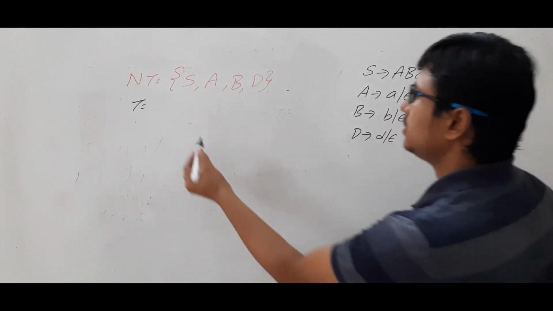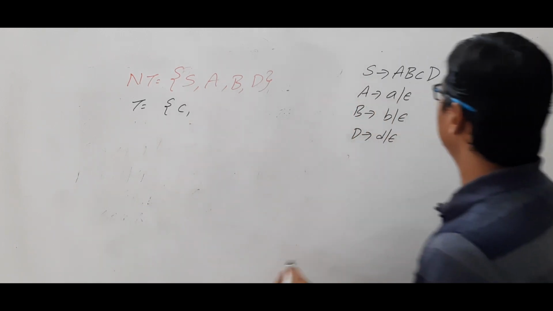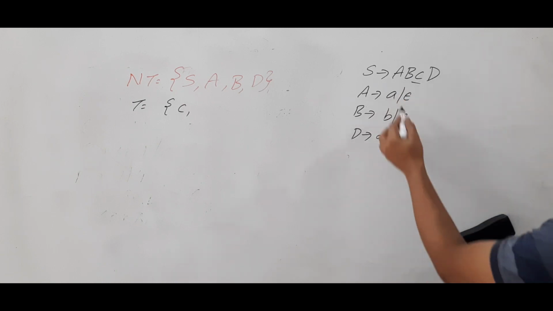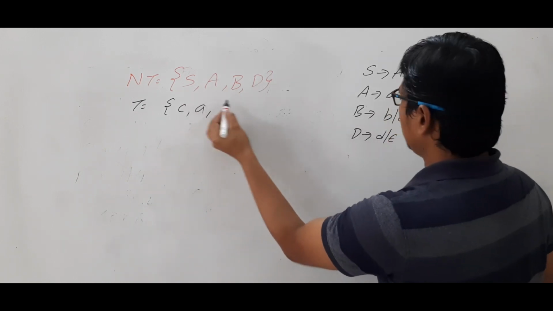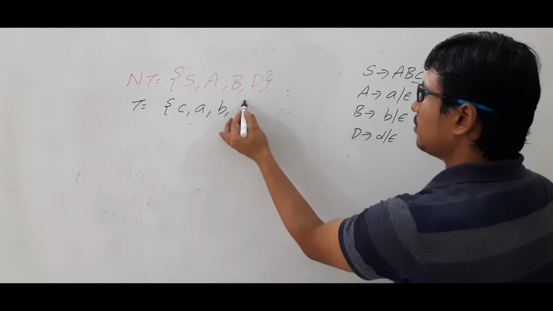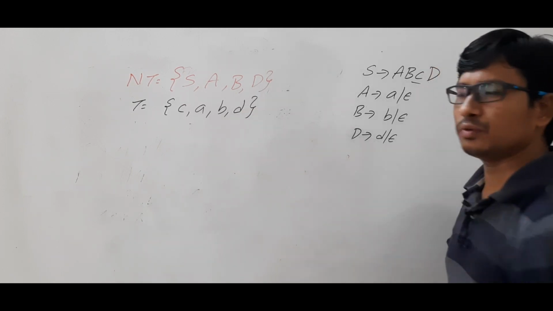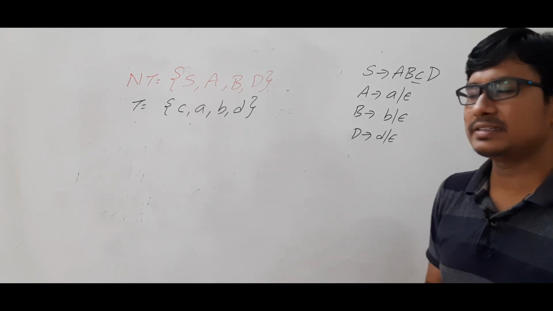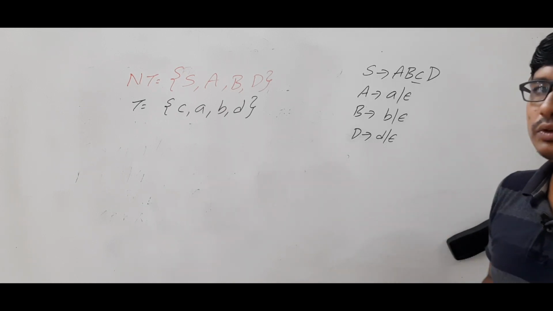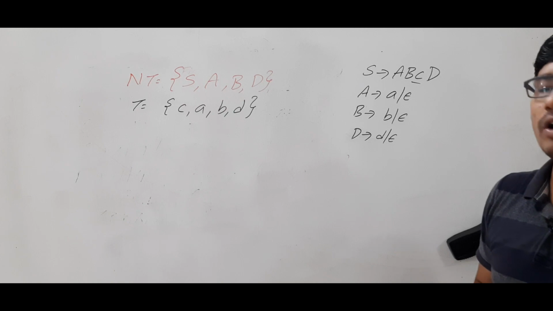So what it is? You have a C, here it is there, okay? You have an A, you have a B and you have a D. Even epsilon is there if you want to consider, or if you don't want to consider, not a problem. Is it clear? So now I need to compute the first of each non-terminal.